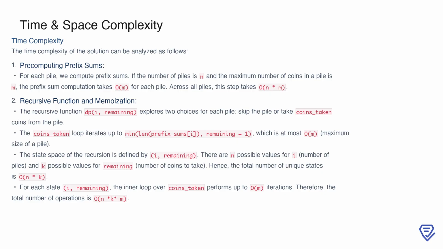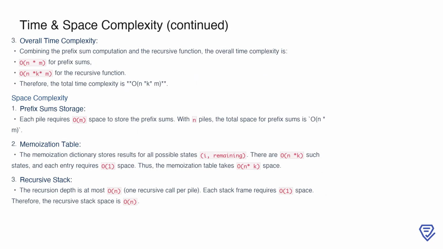When combining the 2 components, the overall time complexity is determined by adding the costs of prefix sum computation and the recursive function. Computing prefix sums contributes n*m, while the recursive function with memoization contributes n*k*m. Therefore, the total time complexity is dominated by the larger term, which is n*k*m.